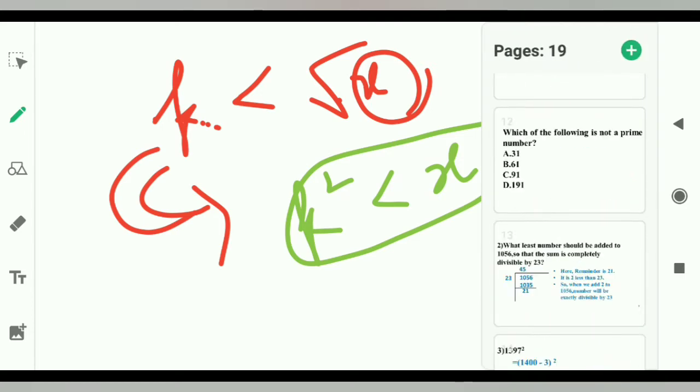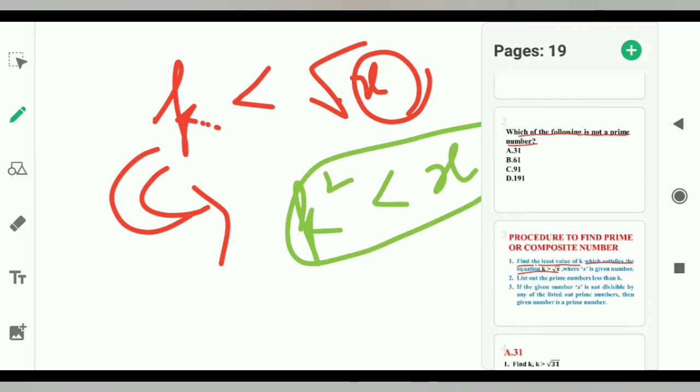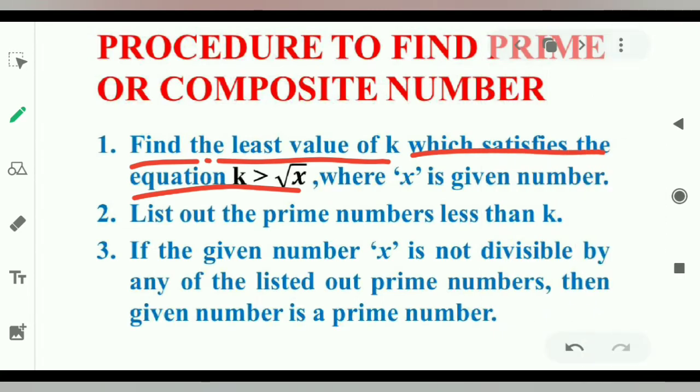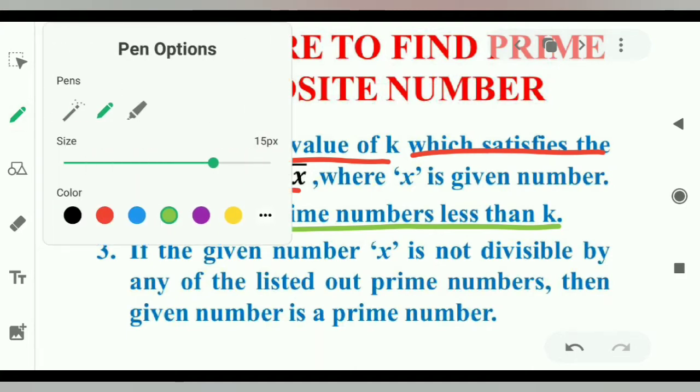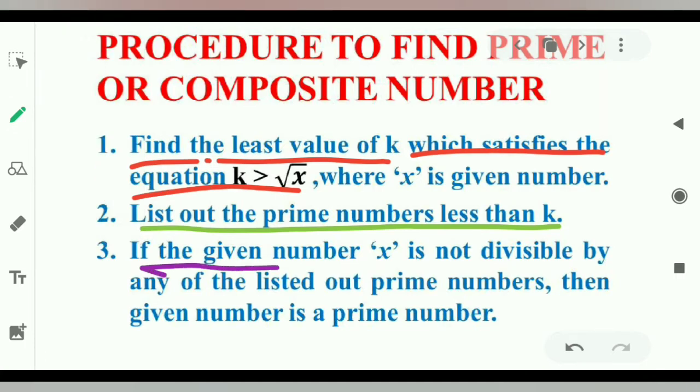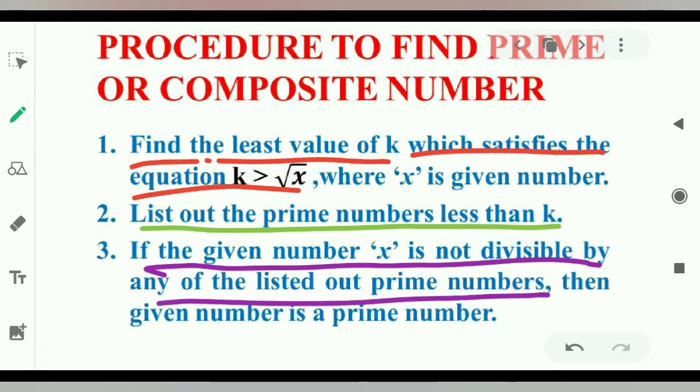Okay, let's read the second step of the procedure. What is the second step? List out the prime numbers less than k. Okay, after finding the value of k, we have to list out all the prime numbers which are less than k. The third step, the main step: if the given number x is not divisible by any of the listed prime numbers, then the given number is a prime number.